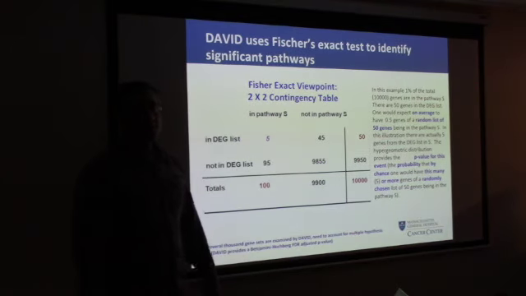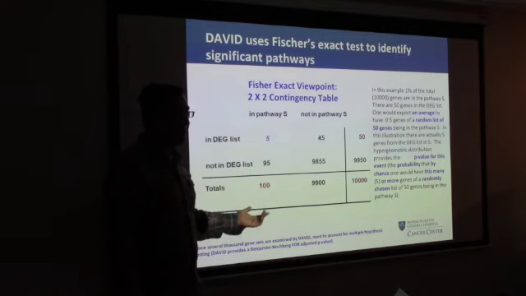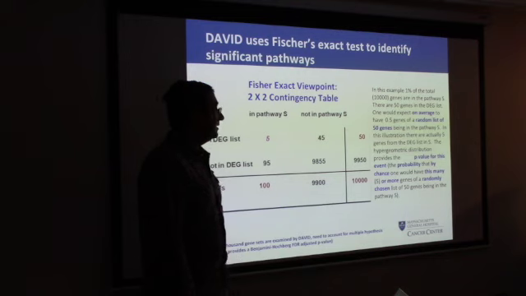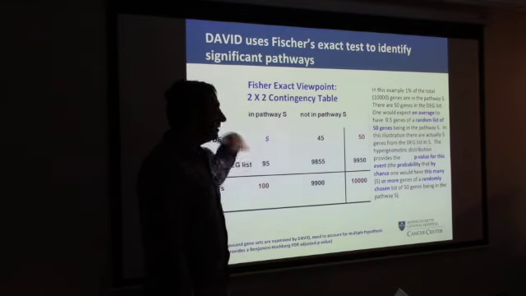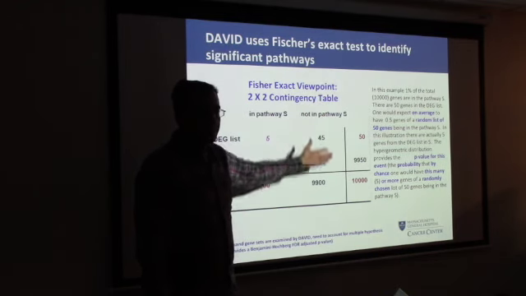Does that make sense? So you have a matrix. Now with this matrix you do a Fisher's exact test, you get a p-value, and you are able to figure out whether the presence of these 5 genes is more than what you would expect by chance, which clearly in this case it is. Alright?